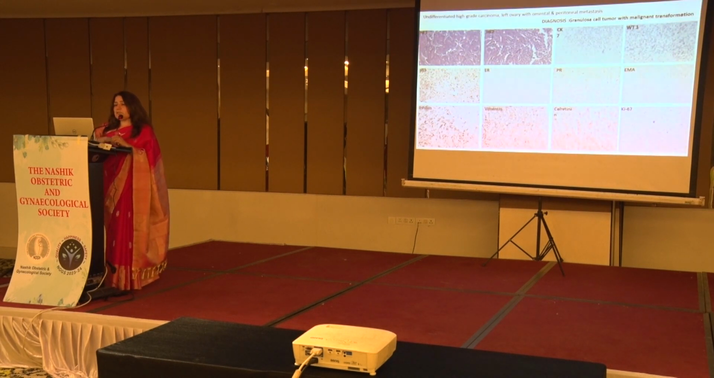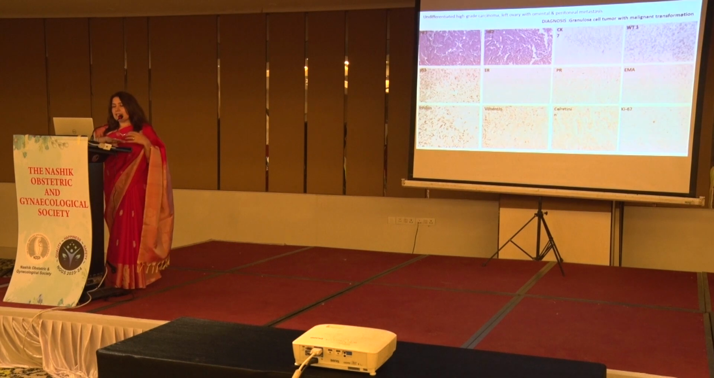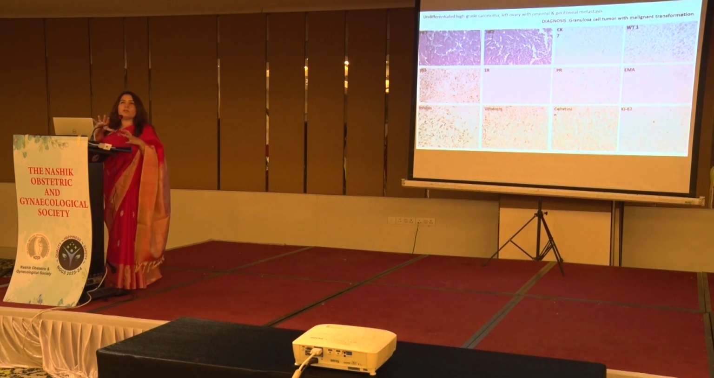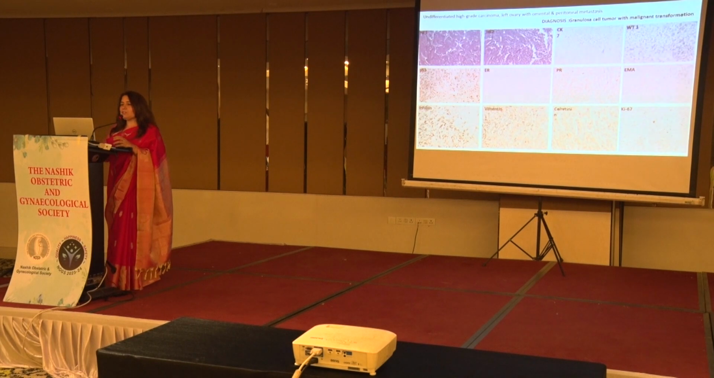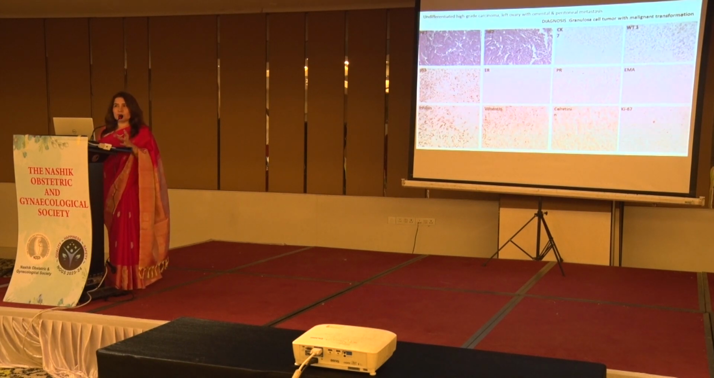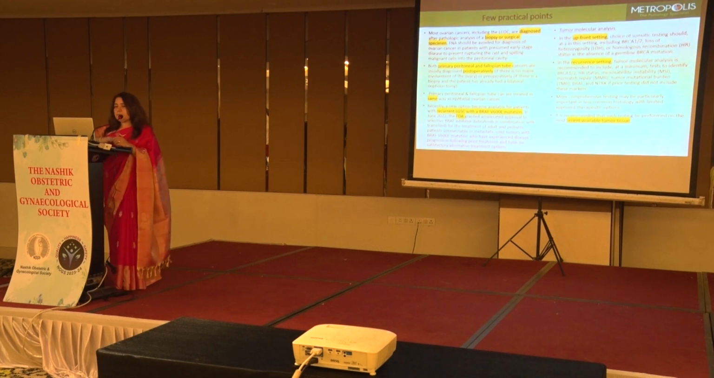Now this was a case that I was talking about, that if you can see the image below, it's a very sarcomatous appearance. So this was diagnosed as a sarcoma. But actually inhibin, calretinin, vimentin, everything came positive. And this was a malignant granulosa cell tumor, right? So the whole treatment obviously changes.